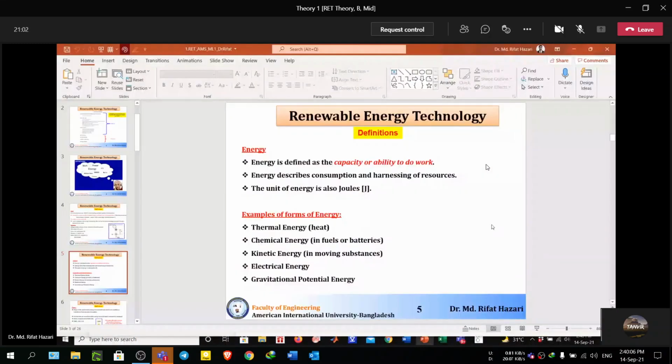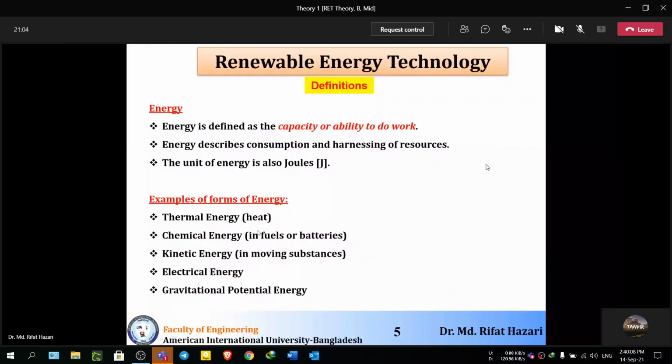Anyway, so what are the forms of energy? I already told, right? There are a lot of forms of energy. It can be mechanical energy, thermal energy, chemical energy, kinetic energy. Well, you already know about electrical energy, and it can be gravitational potential energy. So what is thermal energy? Like if you burn the coal, then you will get thermal energy, right? And when you are talking about thermal energy, we are talking about heat, right?